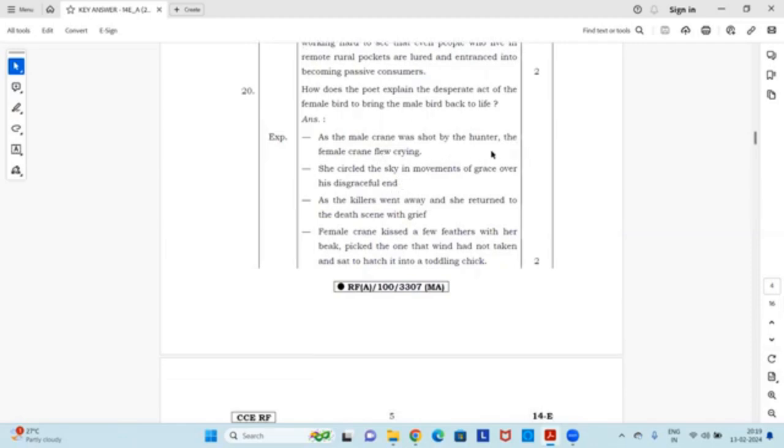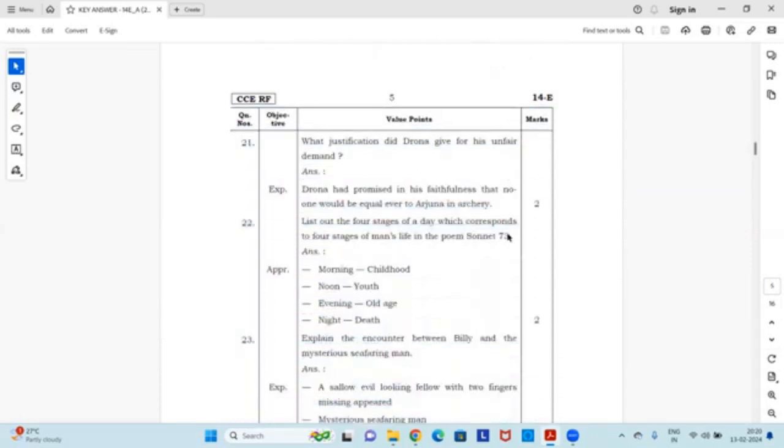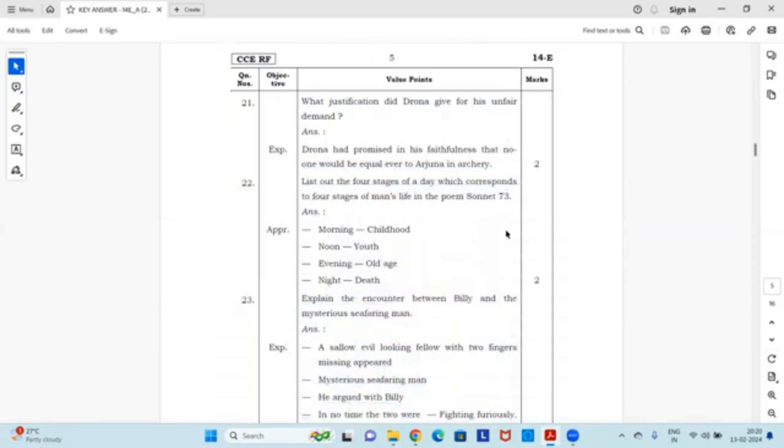As the male crane was shot by the hunter, the female crane flew crying. She circled the sky in movements of grace over his disgraceful end. As the killers went away and she returned to the death scene with grief, the female crane kissed a few feathers with her beak, picked the one that the wind had not taken, and sat to hatch it into a toddling chick. Okay, next question. Wherever you need to stop, you can pause the video and observe it. Okay, let's go with the next one, 21st.